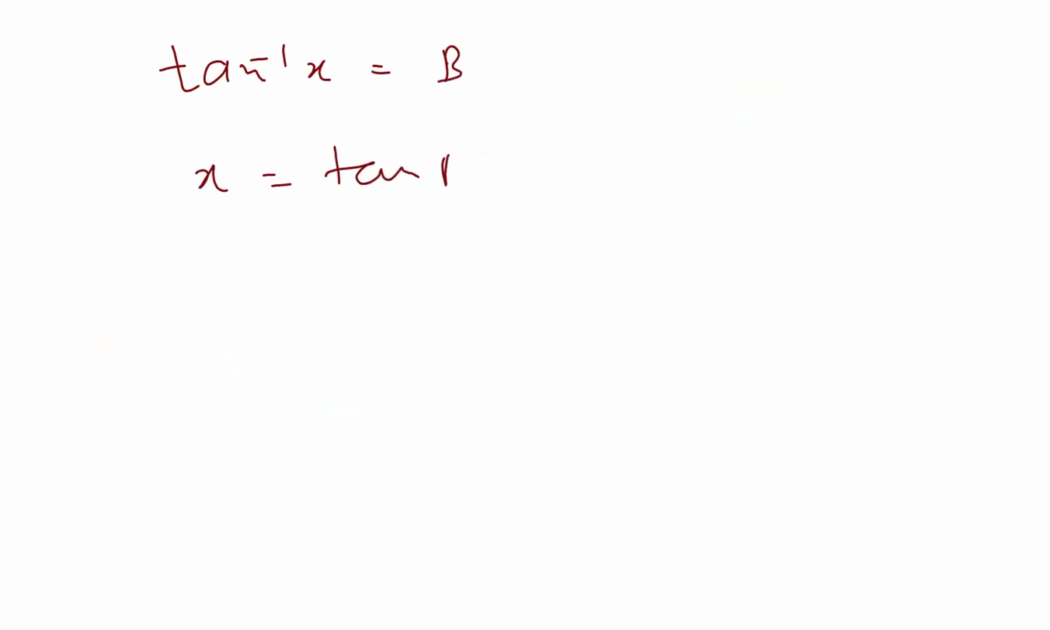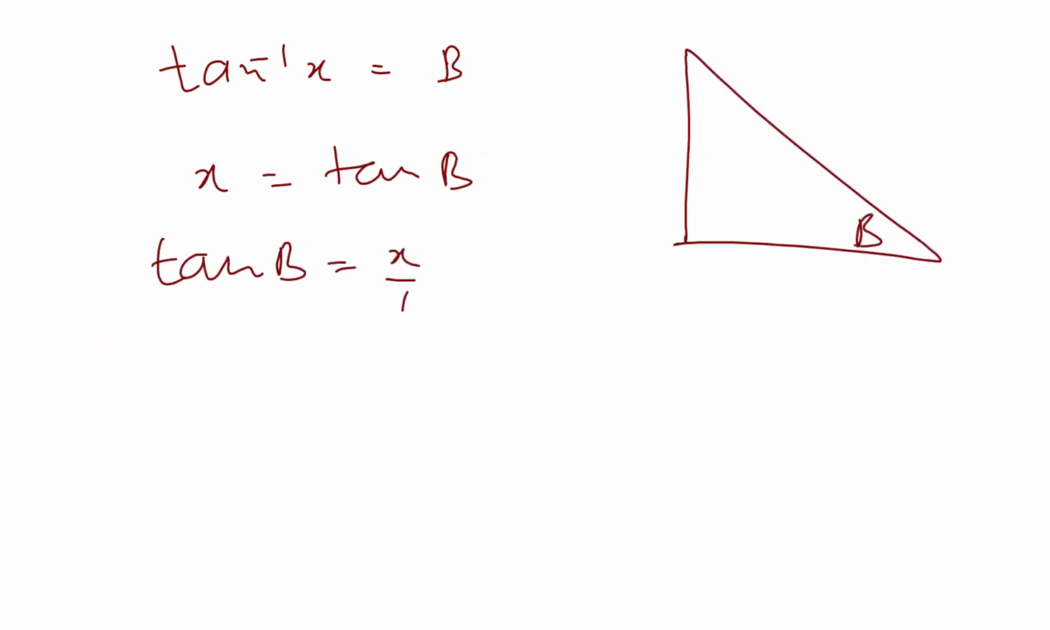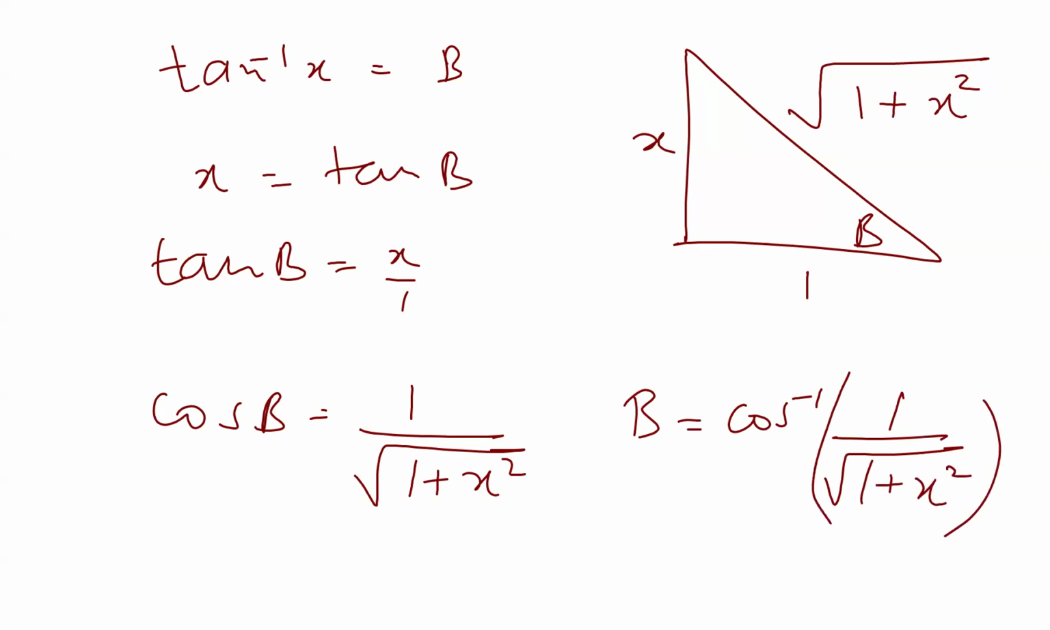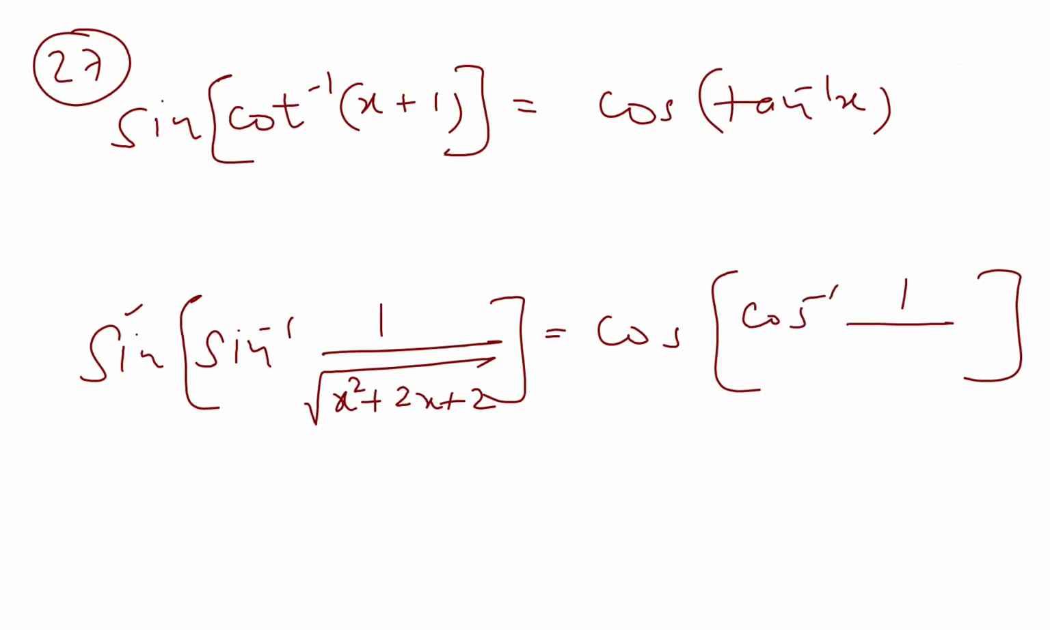x is equal to tan b. Tan b is equal to x upon 1. So this is b, this is x and this is 1. So the hypotenuse will be root of 1 square plus x square, so it is 1 plus x square. So cos b is 1 upon root of 1 plus x square, adjacent upon hypotenuse. So b is equal to cos inverse of 1 upon root of 1 plus x square. So tan inverse is getting converted into cos inverse.